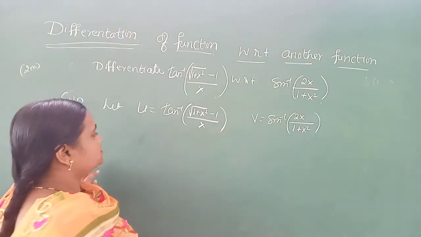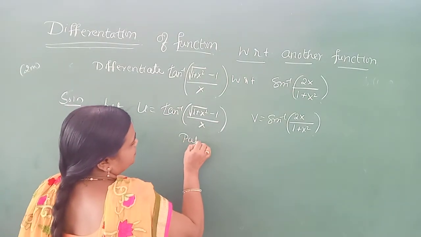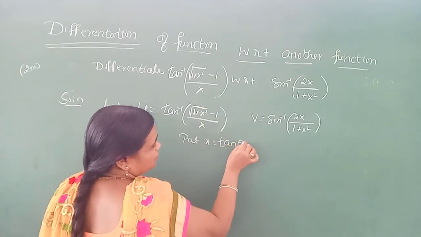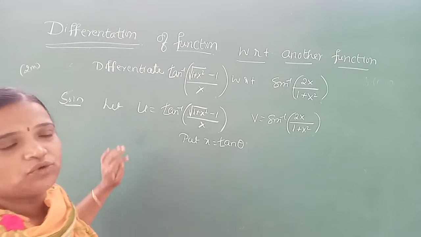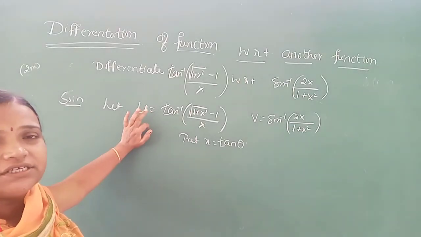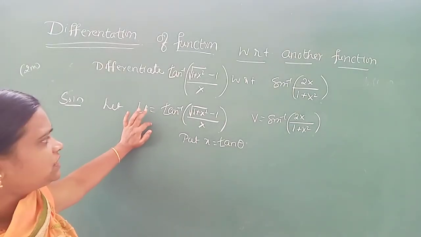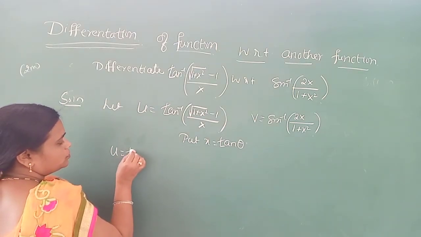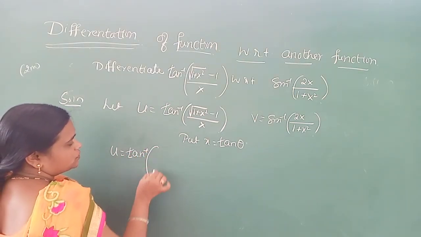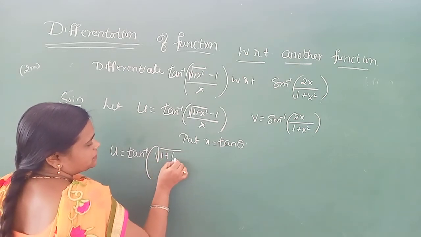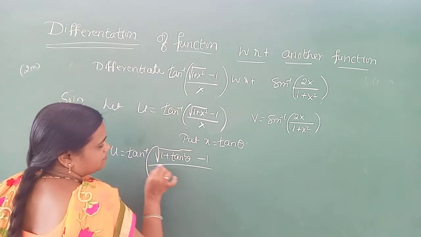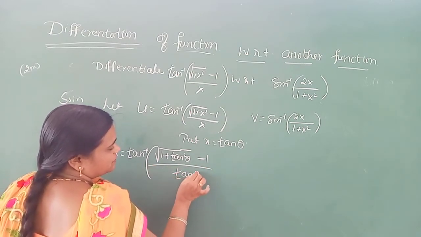That is, put x is tan theta. See, if you do the normal method, it takes a lengthy process. To avoid that one, we are taking the substitution method. Did you understand? Next, u is equal to tan inverse root of 1 plus tan square theta minus 1 by tan theta.